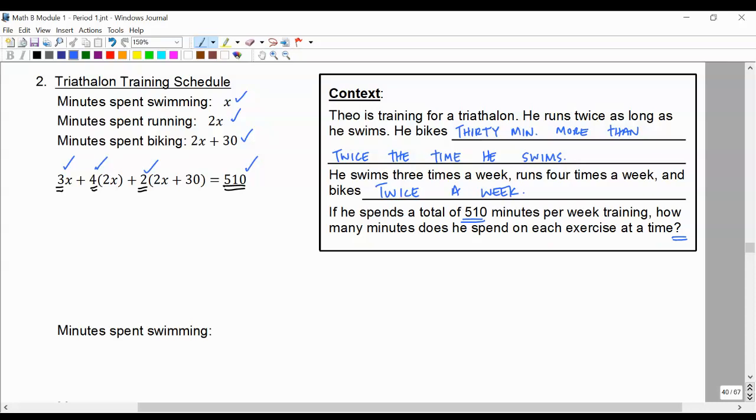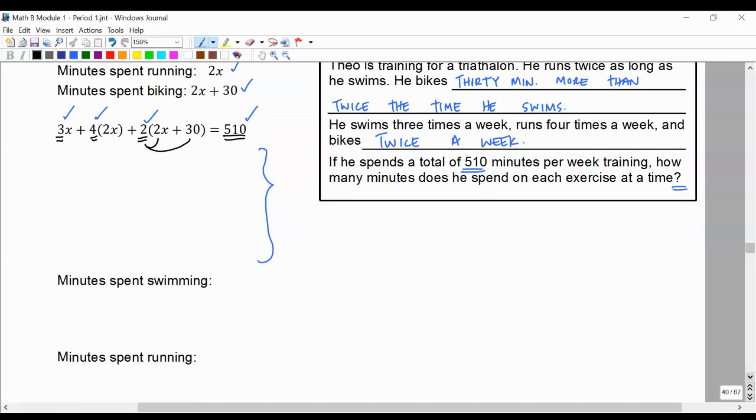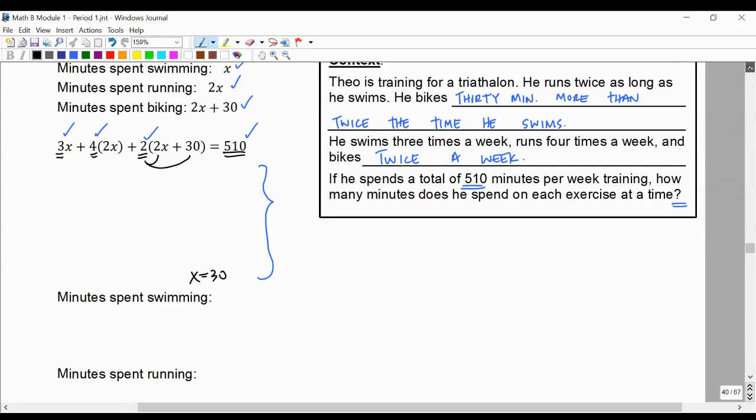Okay. You're going to solve this one and pause the video. Remember that these 4 and 2 are just going to be 8, and then this one does need to be distributed. All right, you hopefully have solved this. I'm not going to show the work, but you should have work. And the answer is 30. And then we're going to plug 30 back in.